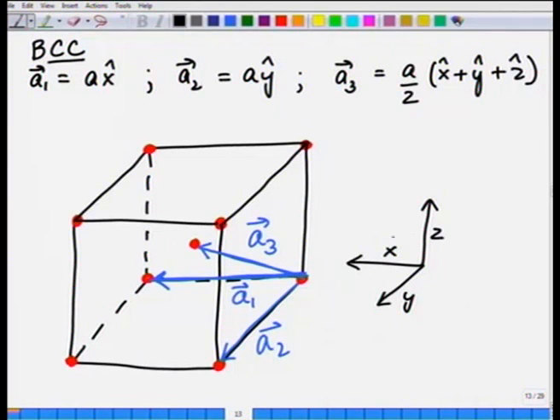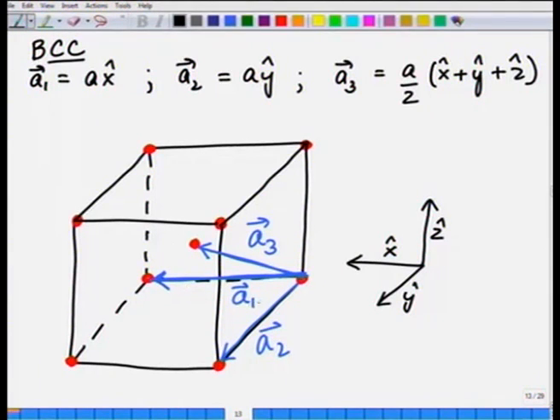Then remember, what is A1? A1 is a times the x direction. So I am choosing this as A1, and A2 is in the y direction. I am choosing this as A2, and then the body center point is selected as the A3 vector, which is this vector. So if I choose the vectors like this, whatever these three vectors generate will be a volume which will not look like a cube. Since the lattice points will be only at the corners of this volume, it will become a primitive unit cell, defined by A1, A2 and A3.